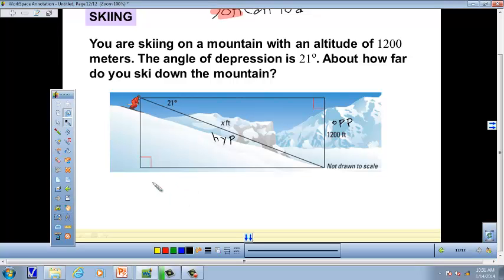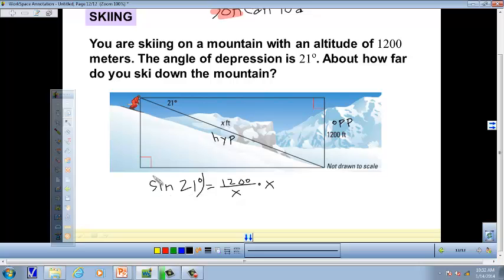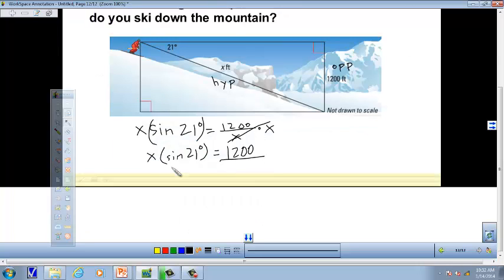to do this problem, we would say sine of the angle, which is 21 degrees, is equal to the opposite, which is 1200, over the hypotenuse, which is x. So we multiply both sides by x. We want to get x by itself, so first we have to get it out from underneath that fraction. This gives us x times sine 21 degrees, and that's equal to 1200. We're going to divide both sides by sine 21.